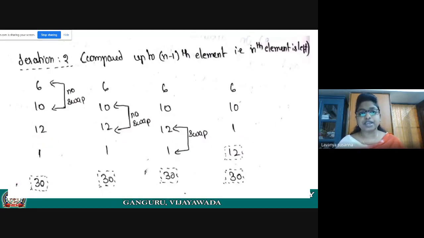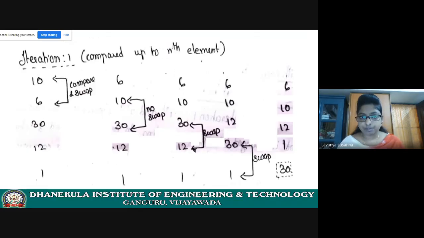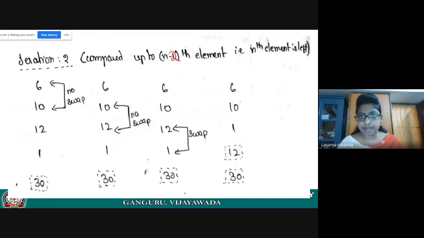Now for the next iteration, I request all the students to do it. Compare up to n minus 2 only, not n minus 1. Please rectify this. In the previous step, compare up to n minus 1 element. In the next step, compare up to n minus 2. I request all the students to note down. This is the resultant array of the first step. Note it down and do the same process.